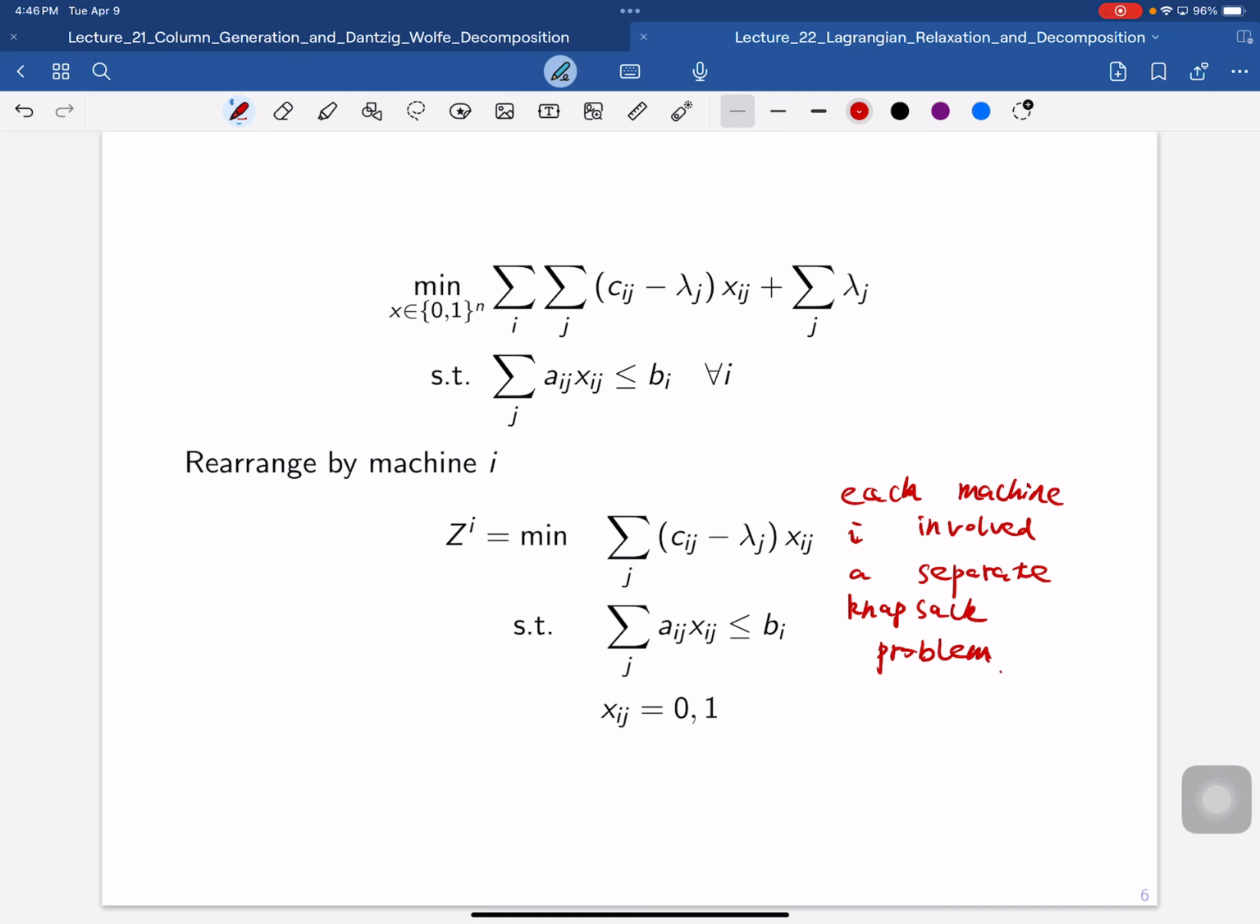Usually the application in practice is that if you remove some of the complicating constraints, then the rest of the problem can be solved easily. Usually what we mean by solved easily is that the rest of the problem can be decomposed into some subproblems. Then you can leverage your parallel computer to assign each subproblem to a single thread. So that's what usually happens.